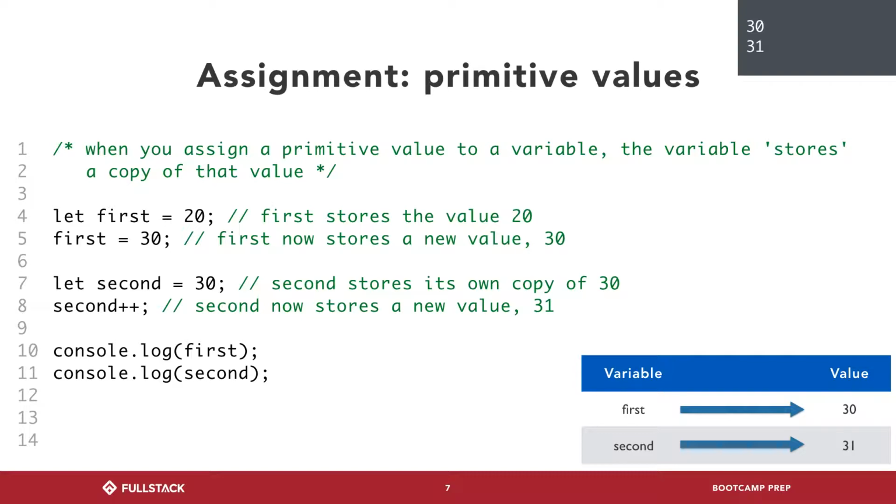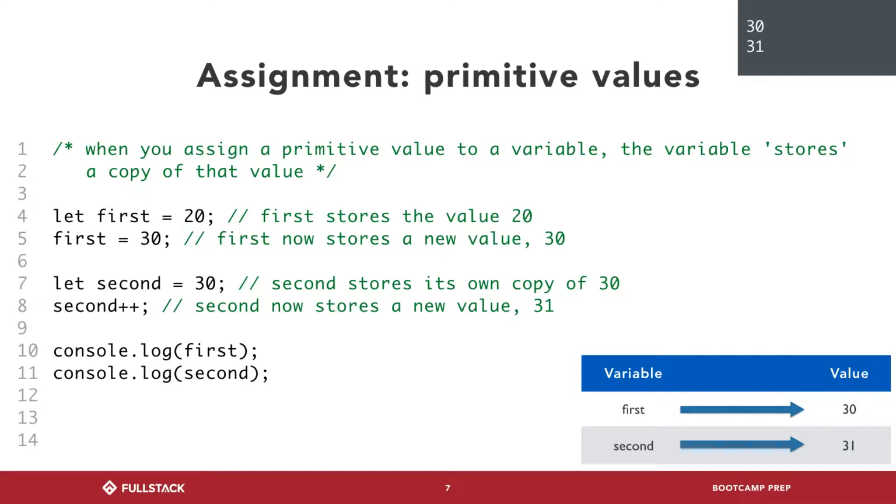I use analogy too much, but if I buy a car and you buy the same make and model of the car, it doesn't mean we have the same physical car. We happen to have two different copies of the same car. That's the concept here. So here we have two 30s. They're not the same thing. They're two different things that happen to have the same value.